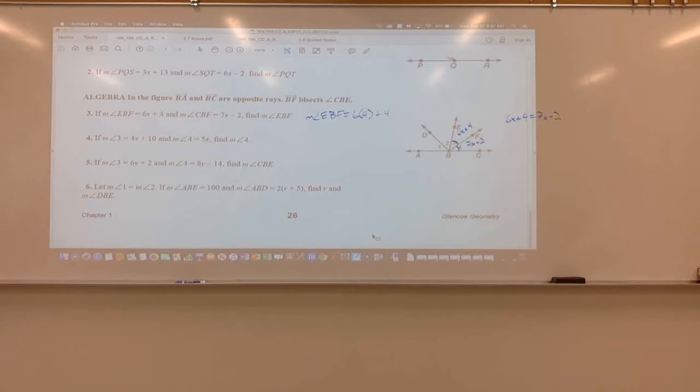Not really. I don't really understand anything. I got that part. Yeah, next to 6. It says find the measure of EBF. So find the x is 1. Then you take 6 times 6. Oh, 6.